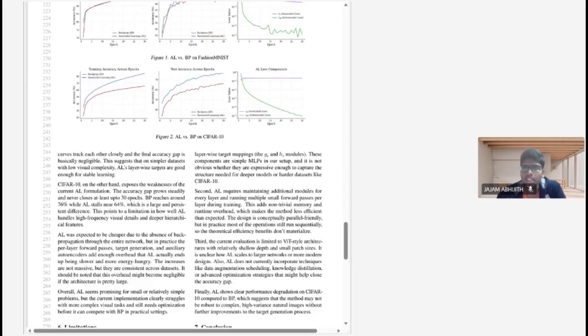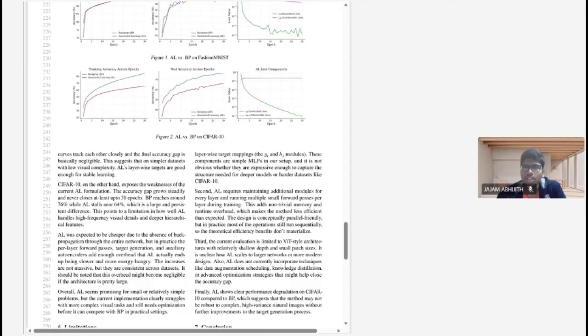tasks. And then there's the hardware side, which was honestly surprising to us. We expected AL to be cheaper because it doesn't do backpropagation through the entire network. But in practice, the per layer forward passes, the target generation, and all those auxiliary autoencoders add enough overhead that AL ends up being slower and more energy hungry. These increases aren't massive. We are talking 10 to 30%, but they are consistent across the board, across datasets.